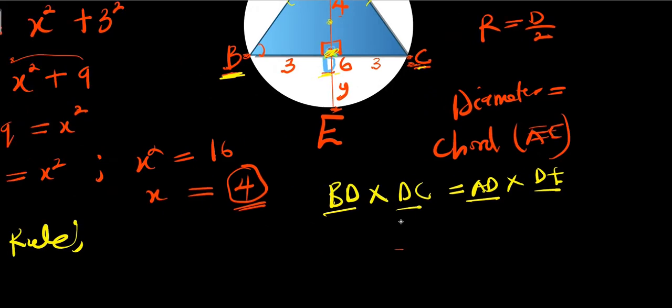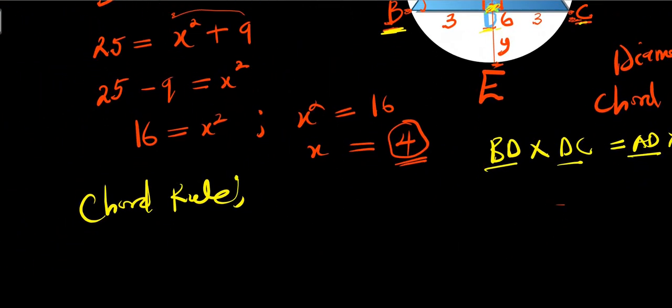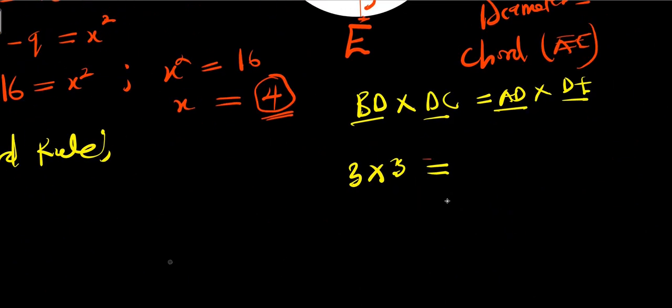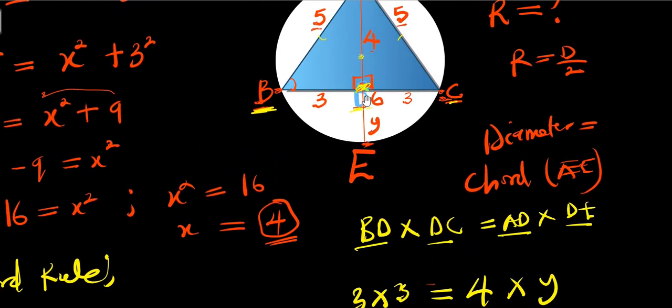So now let's insert the values. BD is 3 units, so we have BD is 3, times DC, which is 3 again, equals AD. What is AD? AD is 4. Remember, we are looking for Y. That's why we are doing this. AD is 4 units, so we have 4 times DE, which is Y. That's what we are actually looking for, this length DE, which is Y.